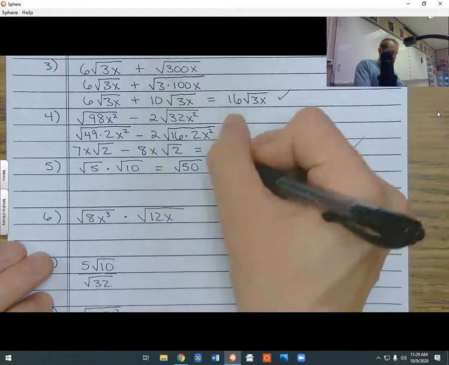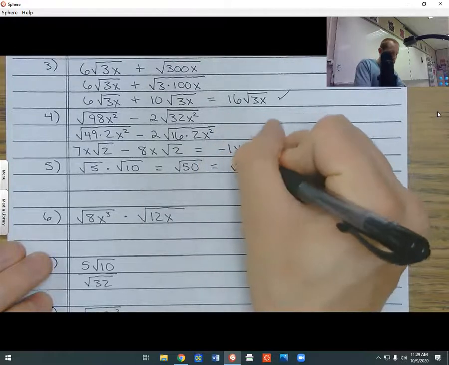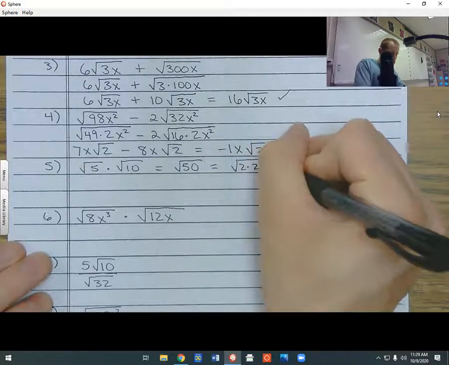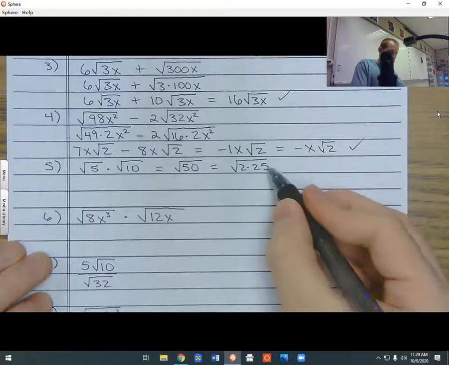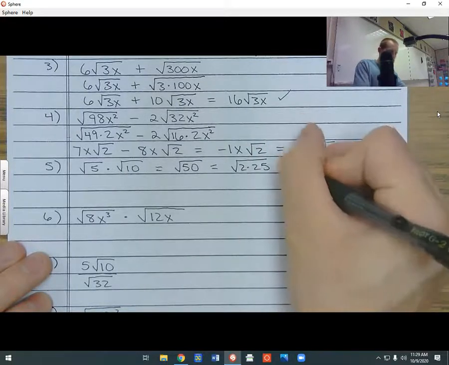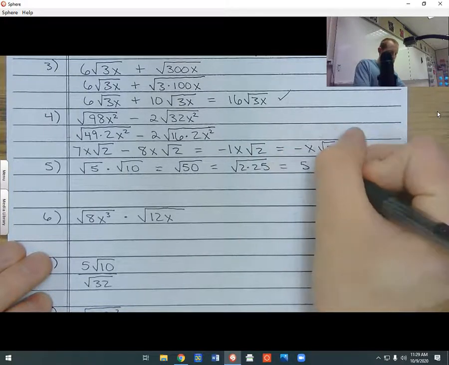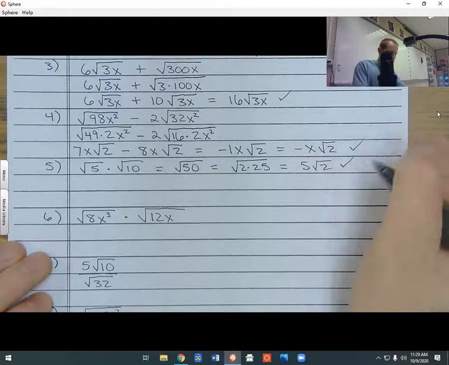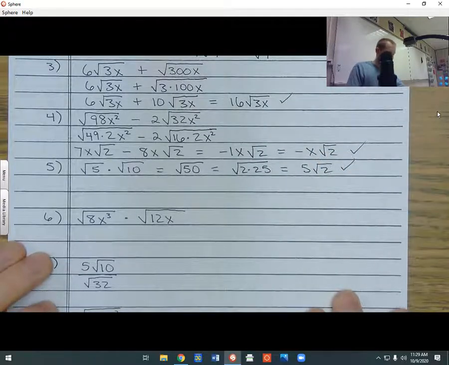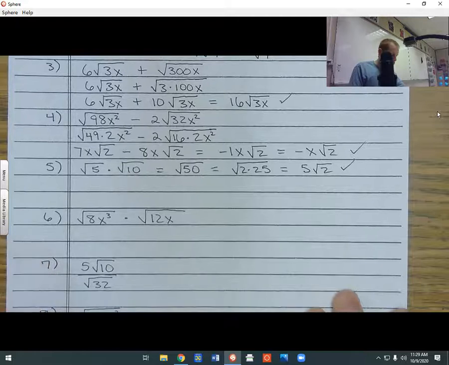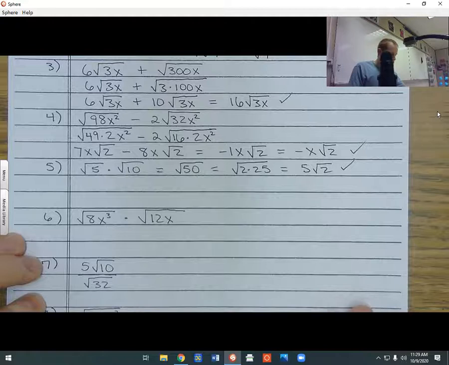Now I can break this up into 2 times 25. I know that the 25 is a perfect square, so the 25 can come out as a 5. The 2 has to remain under. Alright, let's look at the next one. We can multiply first, or we can simplify first. For this one, I'm going to simplify first, but it doesn't really matter which order you pick.